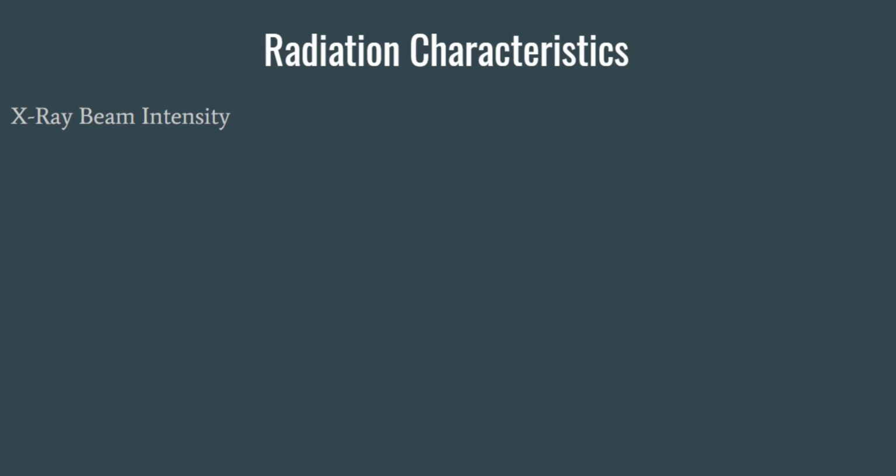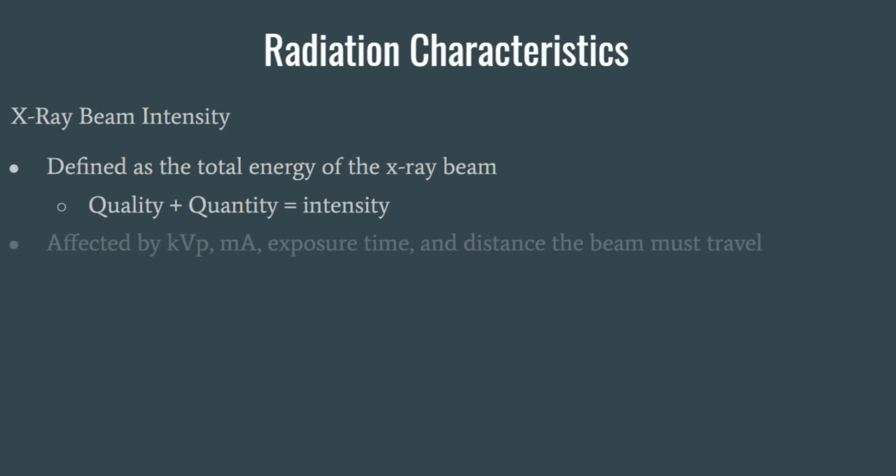Our last characteristic is X-ray beam intensity. This is defined as the total energy of the X-ray beam. Everything coming together, the quantity and the quality coming together, equals the intensity. This is affected by everything. It's affected by your KVP, your MA, the exposure time, and the distance that the beam must travel.